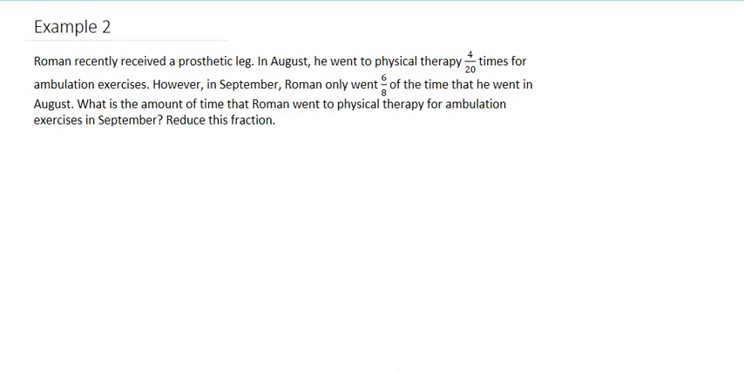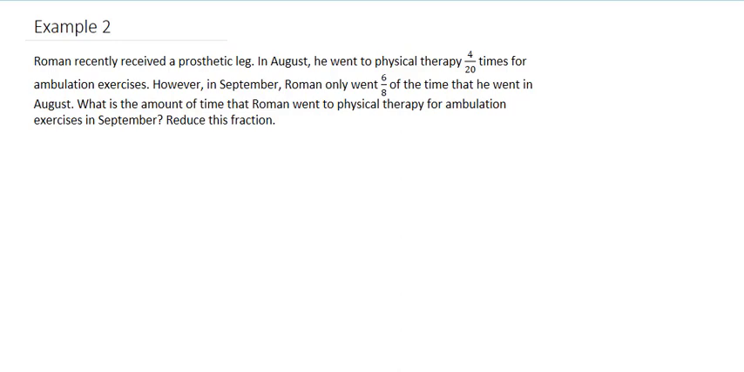Example 2. Roman recently received a prosthetic leg. In August, he went to physical therapy 4 out of the 20 times for ambulation exercises. However, in September, Roman only went to 6/8 of the time that he went in August. What is the amount of time that Roman went to physical therapy for ambulation exercises in September? And we're going to reduce this fraction. And for this example, we're going to go ahead and use the prime factorization method for reducing.